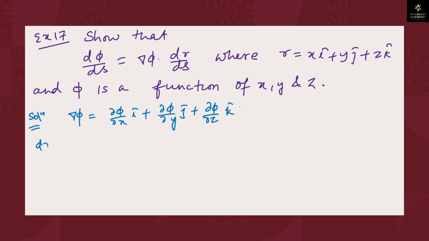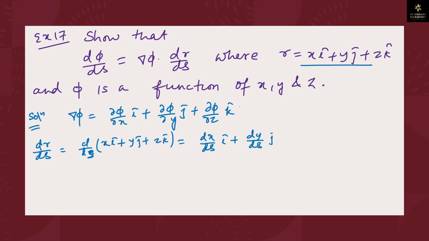And dr upon ds is d upon dx of r vector is x i cap plus y j cap plus z k cap. Let us place the value of r vector. Sorry, this is dr upon ds, so this will be dx upon ds i cap plus dy upon ds j cap plus dz upon ds k cap. Let us take the dot product del of phi dot dr upon ds.